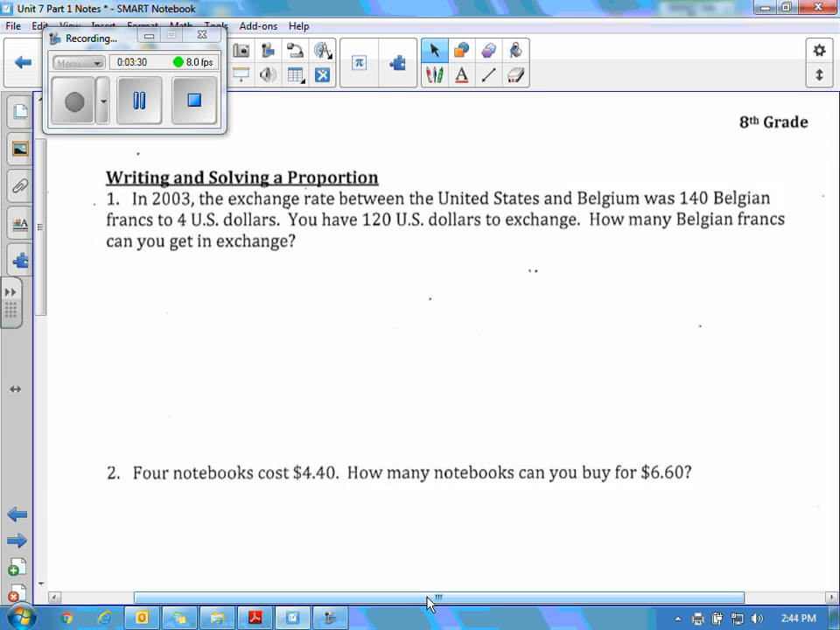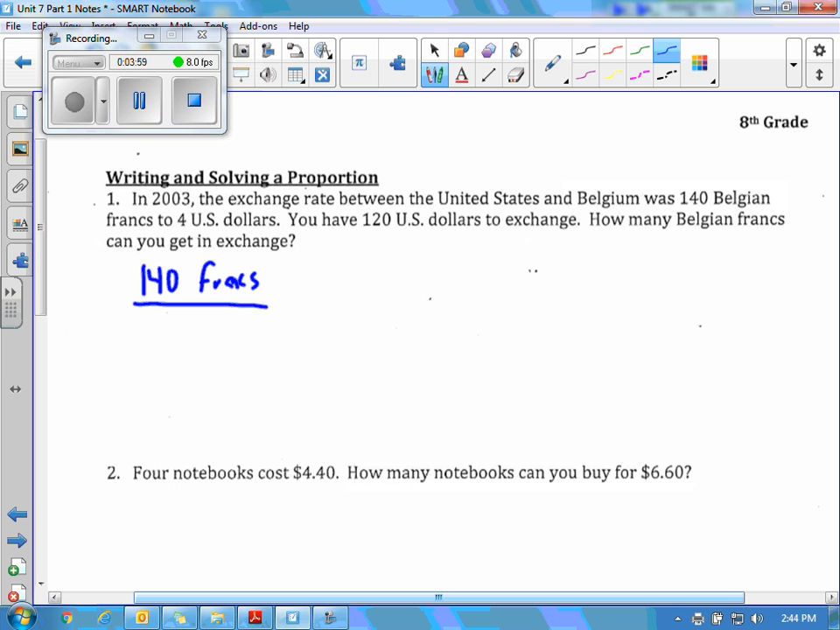So number 1 says, in 2003, the exchange rate between the United States and Belgium was 140 Belgian francs to 4 US dollars. You have 120 US dollars to exchange. How many Belgian francs can you get in exchange? Okay. So again, a proportion is two ratios set equal to each other. So our first ratio is just going to be our exchange rate, which is 140 francs to 4 US dollars. So I'm going to write that as my first ratio.